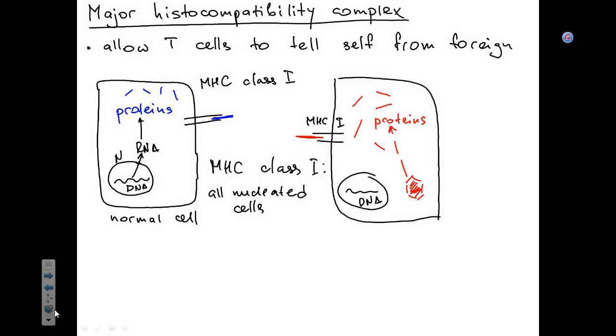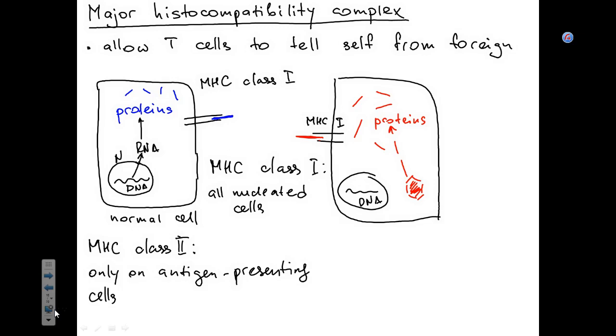MHC class 2, on the other hand, can be found only on antigen presenting cells. What do they do? Remember, I told you T cells have to be presented with antigen. So antigen presenting cells, surprise, present the antigen to the T cells.